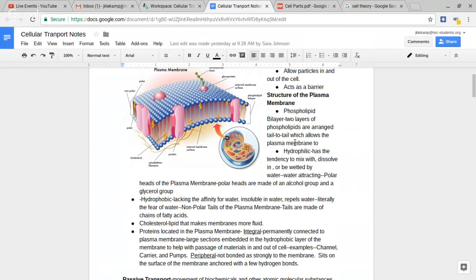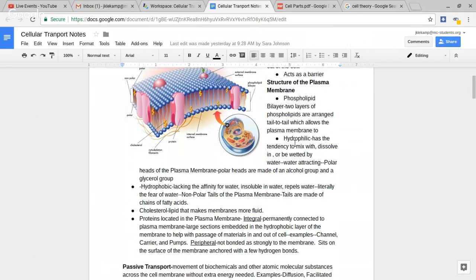Also within the plasma membrane, we have what we call integral proteins, which are proteins that go all the way through. They're permanently connected to the plasma membrane, and they are embedded in the hydrophobic layer of the membrane, but they're actually hydrophilic on the inside, so they are what allows water to pass in and out of the cell through the process of osmosis that we're going to talk about. So the integral proteins are pretty important to us.